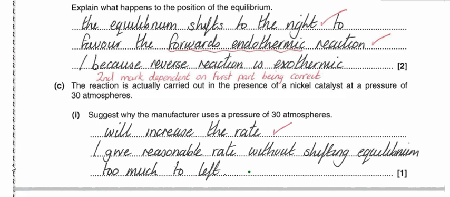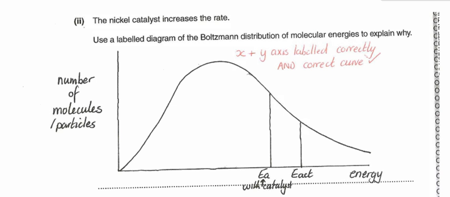Then moving on over the page, it wants to start looking at catalysts. Notice how it says a labelled diagram of the Boltzmann distribution. So many people forget to put labels. On the y-axis, number of molecules. On the x-axis, energy. Notice how I'm going through the origin, so 0 molecules with 0 energy, and how I'm not touching the axis as I come down. I'm tapering off. It's very important that you don't touch the axis there.